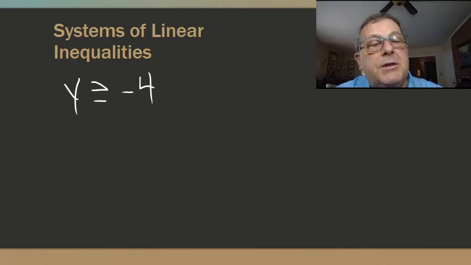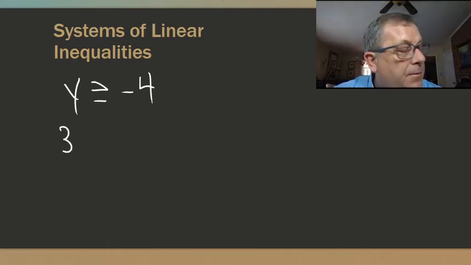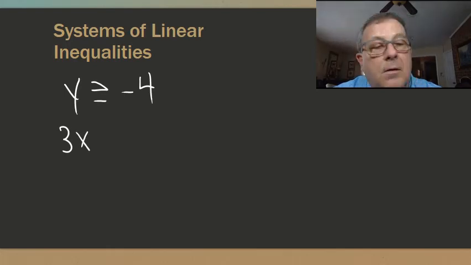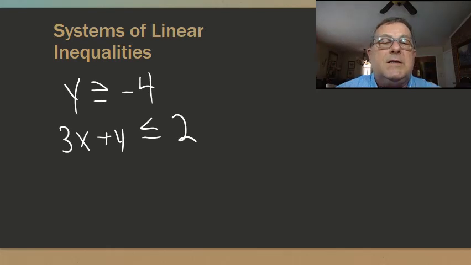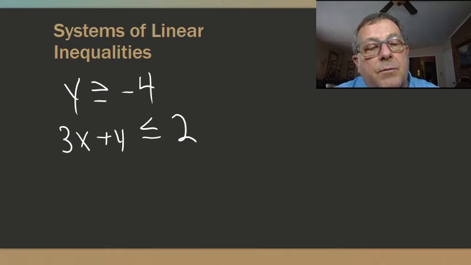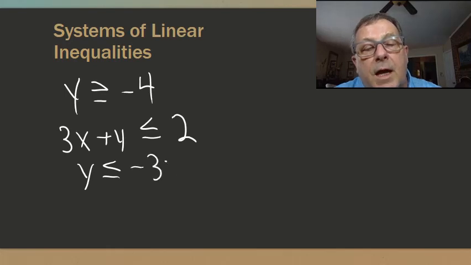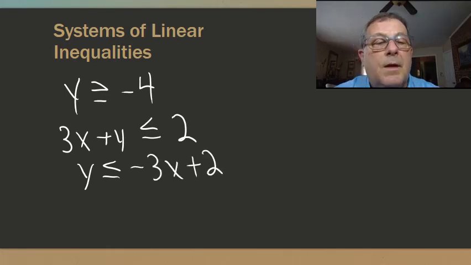And then I've got a second statement, an inequality: 3x plus y is less than or equal to 2. Now, I've got to rearrange this and get this more into slope-intercept form. So I'm going to subtract 3x from both sides. It's going to give me y is less than or equal to -3x plus 2. And now I'm going to graph these, and we'll take a look at what the solution is for the system of these two linear inequalities.